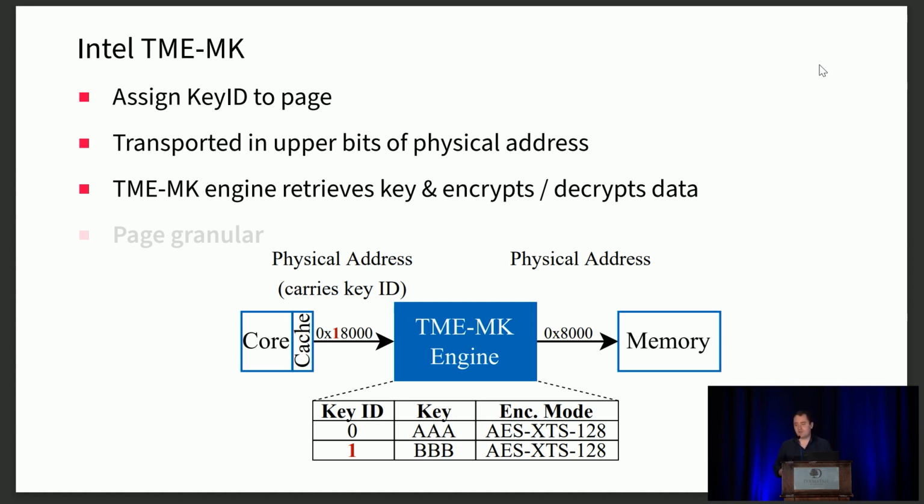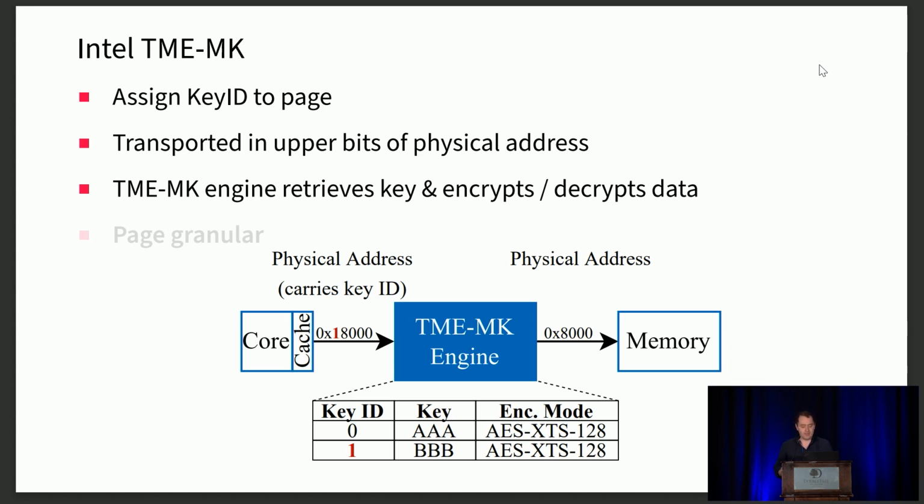Internally, this memory encryption engine consists of a table. This table comprises a mapping from key ID to a key. Key ID 1, for example, is mapped to the key BBB. Now, how does the TME MK engine know which key to use? This key ID, the red one you see here on the slide, is embedded into the upper bits of the physical address. So if you have a memory request, these upper bits define which key we want to use. Now, how can we set this key identifier in the physical address? We do this by setting the corresponding page table entry.